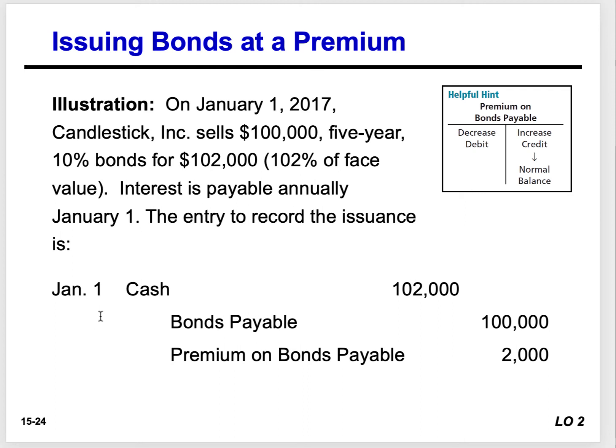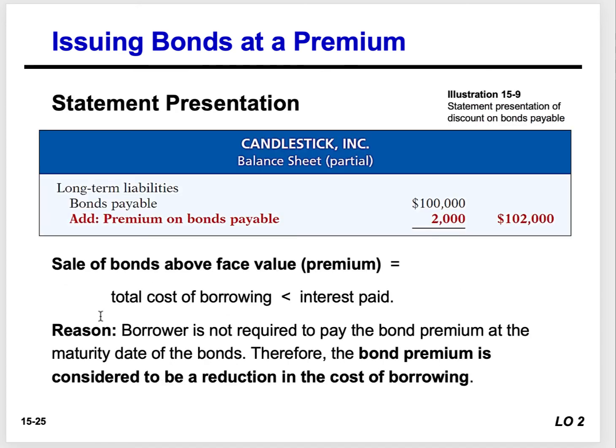Think about it this way. The premium on bonds payable, again, is a contra account. It increases with a credit. So I'm increasing that premium. How do we report it? Well, in the statement, and you have to know this, we have our bonds payable, $100,000, and then we need to add the premium on bonds payable, which is $2,000. So what's the total value of bonds payable? Well, in this case, it's $102,000.